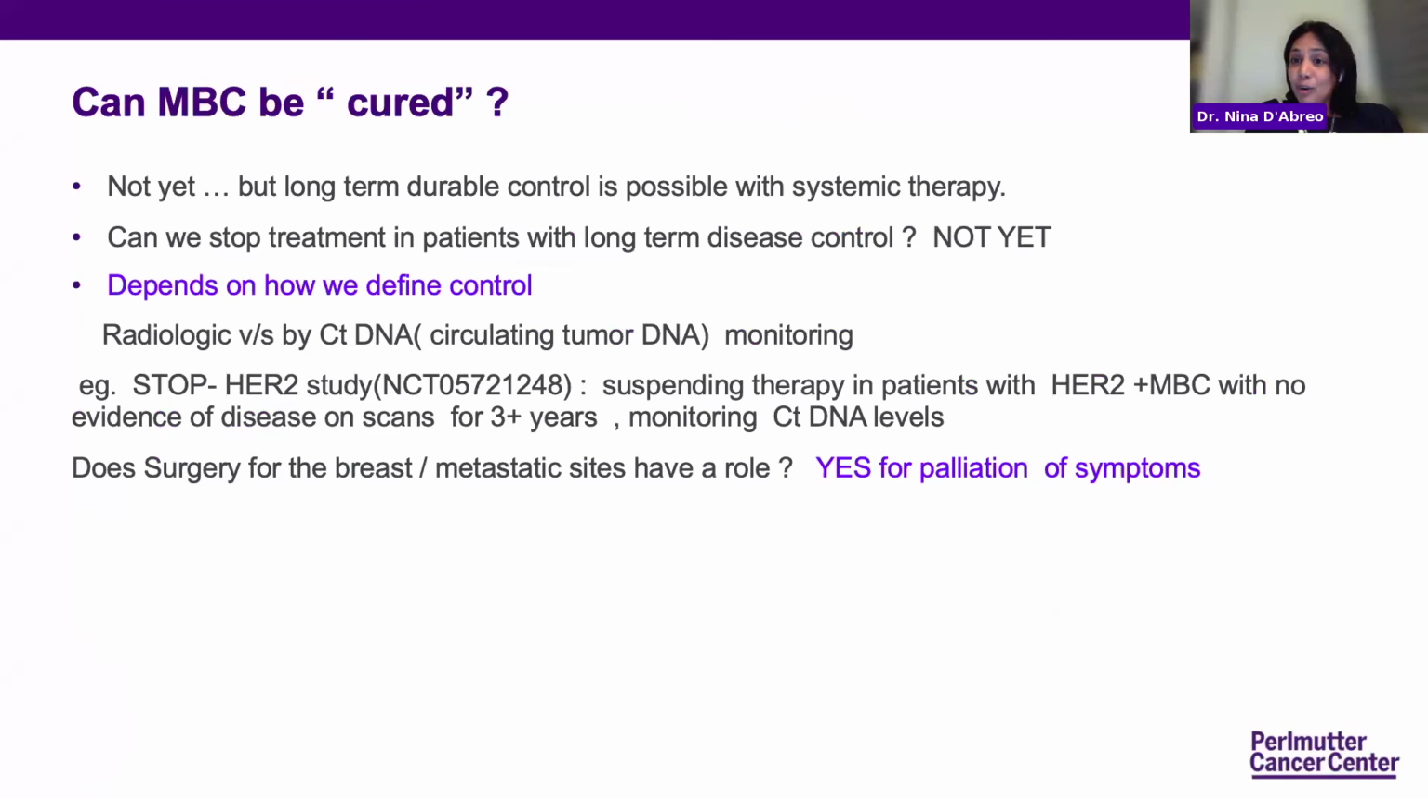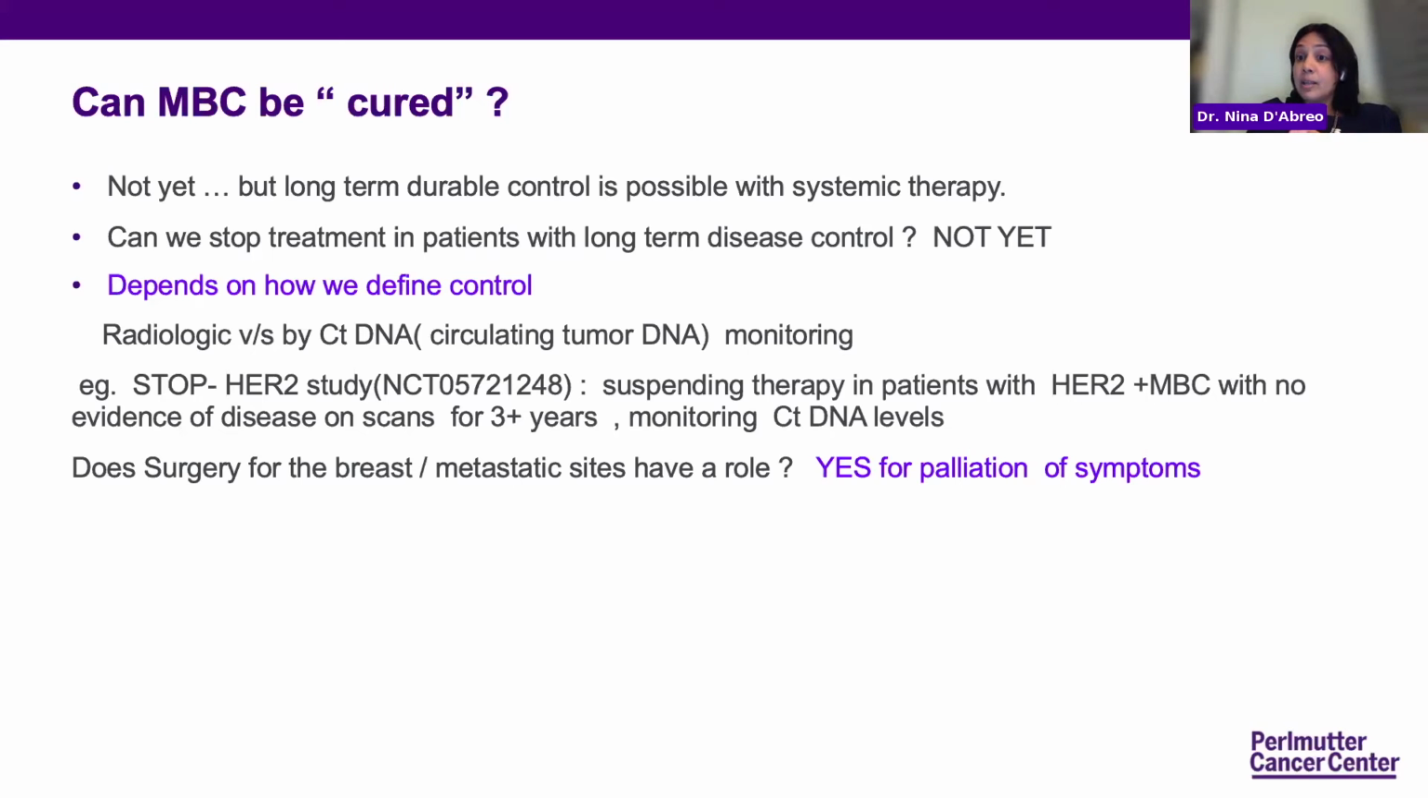So can it be cured with all this information? The answer is not yet. There's certainly long-term durable control. The big question that comes up, what if you have a scan and everything's gone, you can't see anything? Can we stop treatment? And the answer is not yet. And this harkens back to the point that the bloodstream is what harbors these tiny cells. So you may not see everything on a scan. So how you define the control is important. Is it just by a scan, or via something that's much more sensitive, like circulating DNA monitoring?